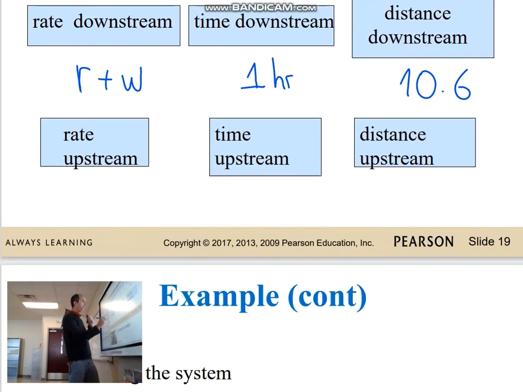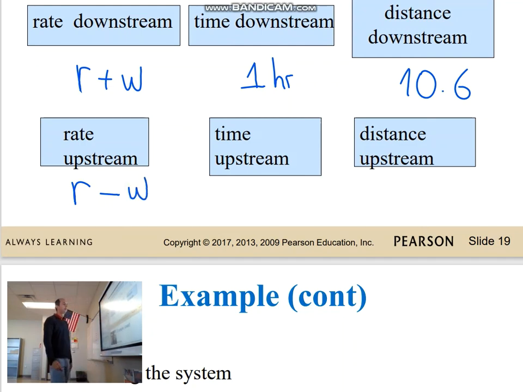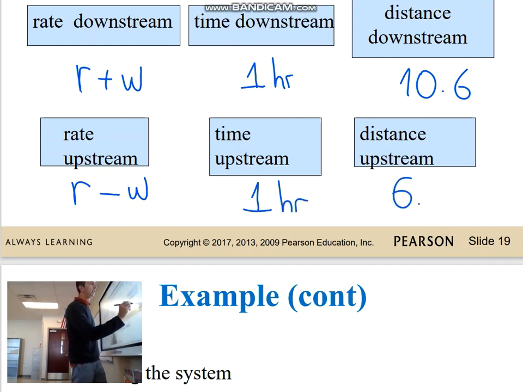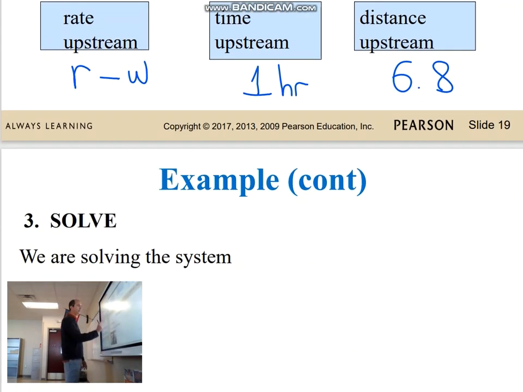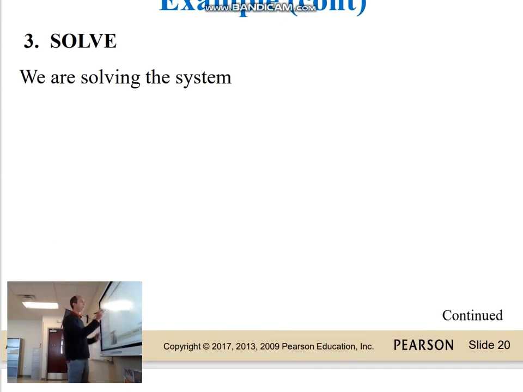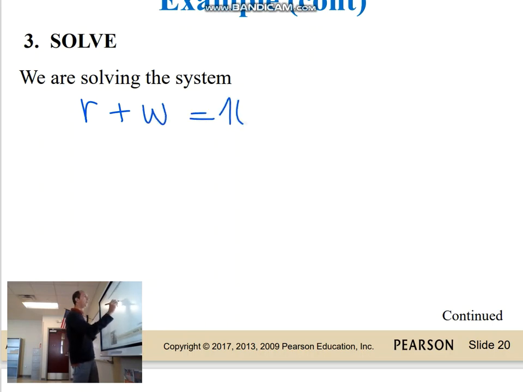Now, the rate upstream, the current is holding the rower back, it is more difficult, the speed is lower, so the current is negative. The time is also the same thing, 1 hour, and the distance upstream is 6.8. We have now two equations with two variables. We can represent here a system of linear equations: R plus W times 1 equals 10.6, and R minus W times 1 hour equals 6.8.